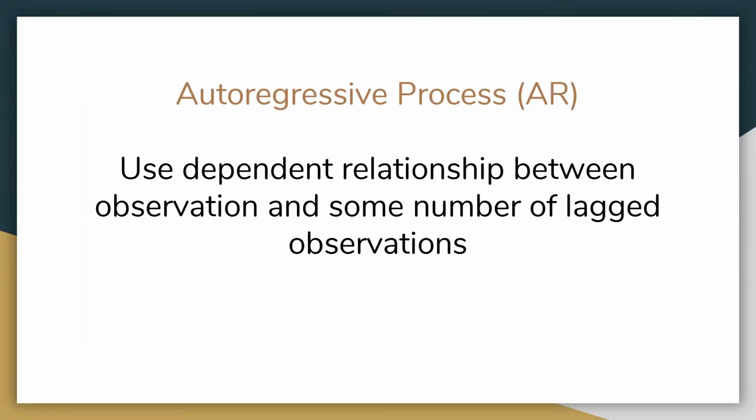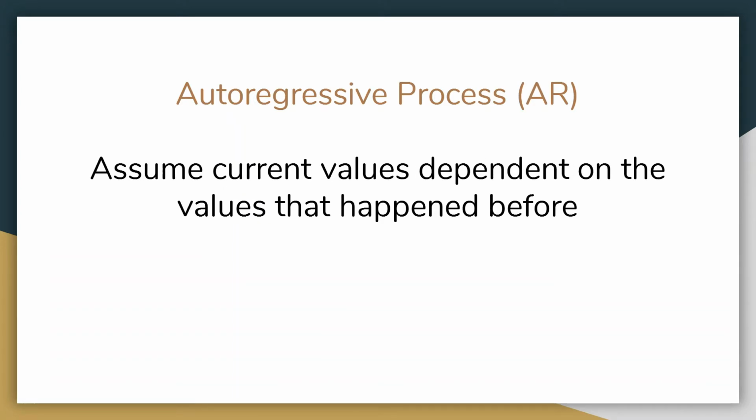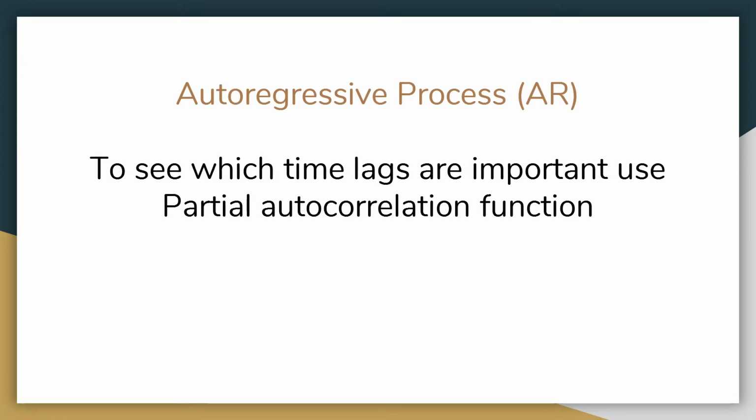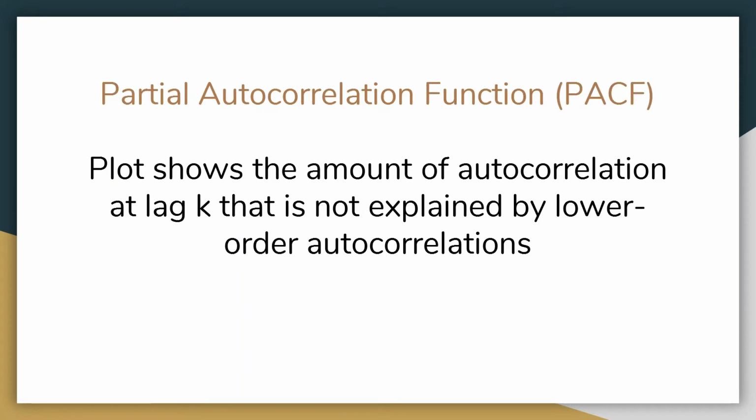So autoregressive processes, otherwise known as AR, use a dependent relationship between an observation and some number of lagged observations. So we assume that the current values are dependent on the values that happened before. So we will try to predict something today based off of the past values. There could be some pattern, and we will try to capture that pattern to make a stronger prediction.